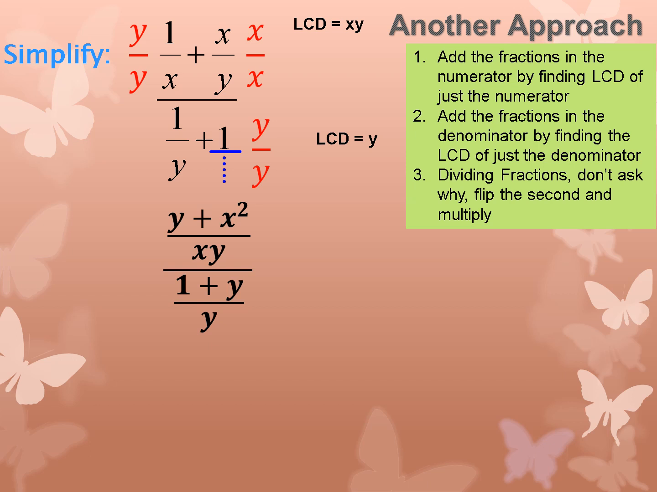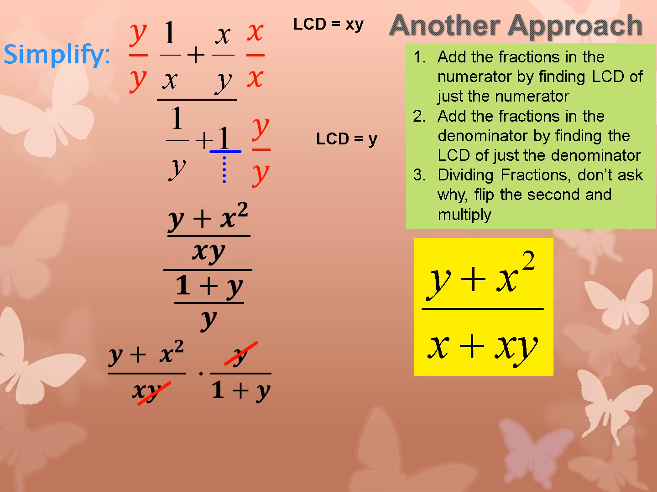Now I'm ready to flip the second and multiply. The second is 1 plus y over y, so I flip that and change it to multiplication. Now, I can tell that the y's are going to cancel, and there is nothing else that will cancel. So I'm just going to rewrite the simplified expression as y plus x squared over x plus xy. Oh my goodness, Holy Toledo Batman, this is the exact thing I got on the last slide.